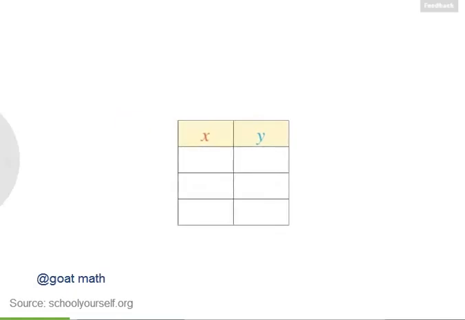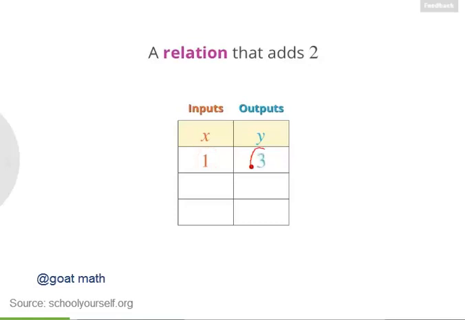Now, you'll often hear x-coordinates being called inputs, and the y-coordinates called outputs. Now, consider a relation that takes the input and adds 2. So when the input, or what goes into the relation, is 1, the output, or what comes out of the relation, is 3, right? So this relation took the input, added 2, and that gives you an output of 3. If you were to put 2 into this relation, it would again add 2, giving you an output of 4. Now, if you were to put 5 into this relation, what output would you get?